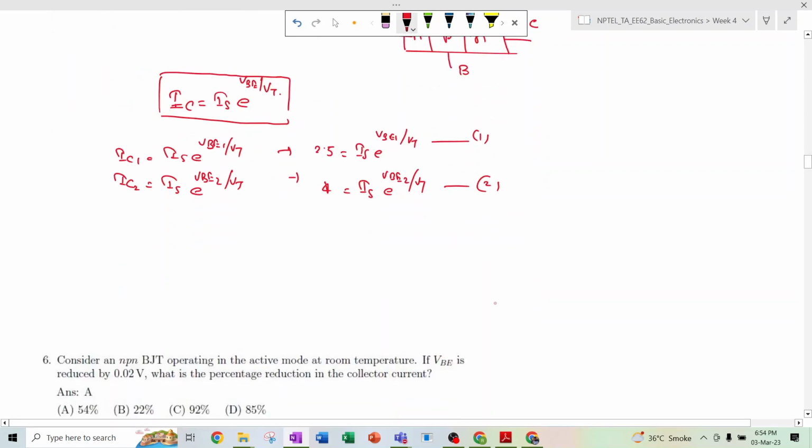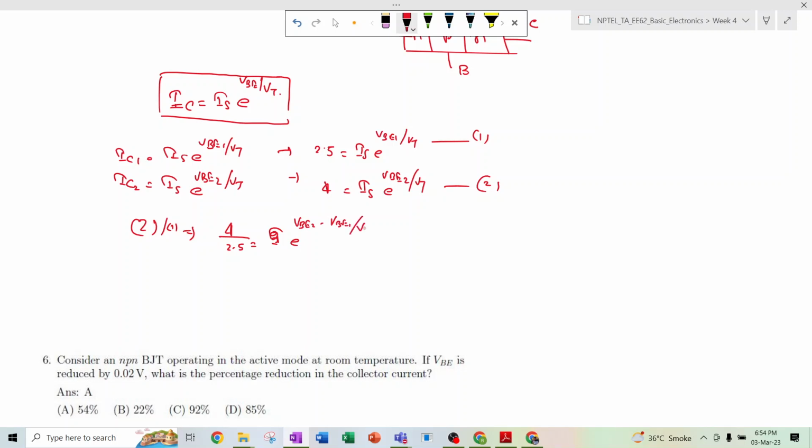So if we divide equation 2 by equation 1, then we get 4 divided by 2.5 is nothing but, IS cancels out, so it will be e to the power VB2 minus VB1 by VT, right? So VB2 minus VB1, that means delta VB, is equal to VT ln 4 divided by 2.5.